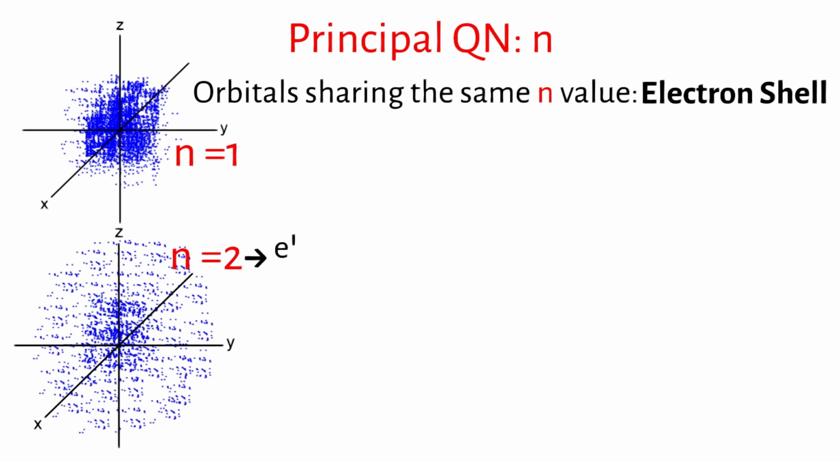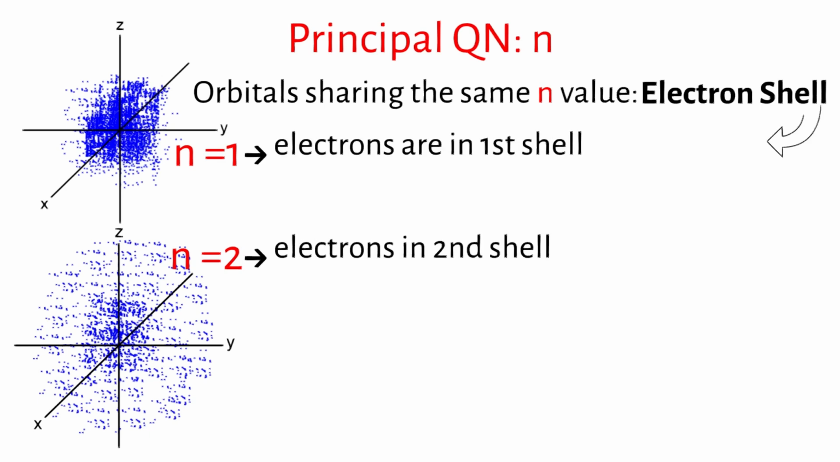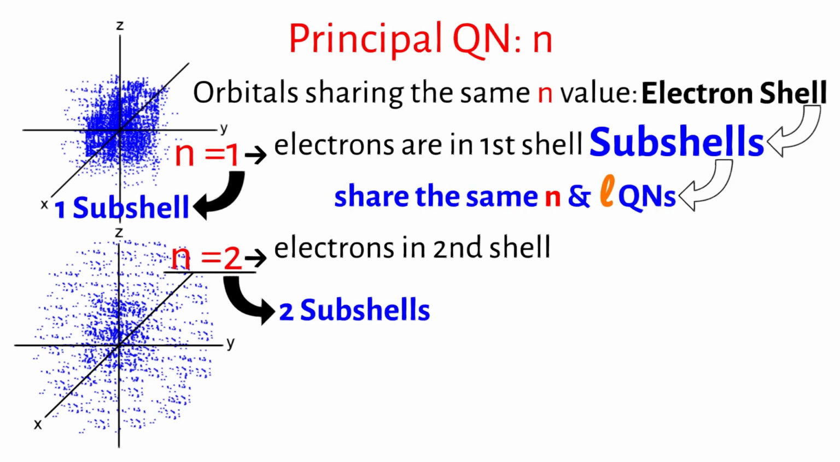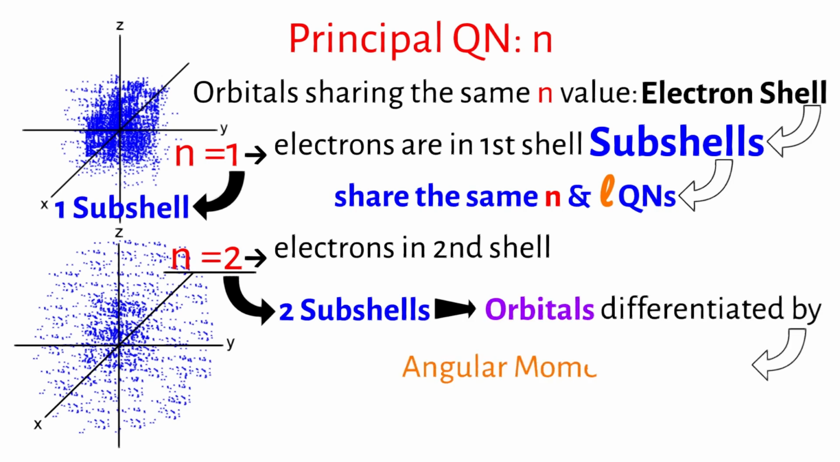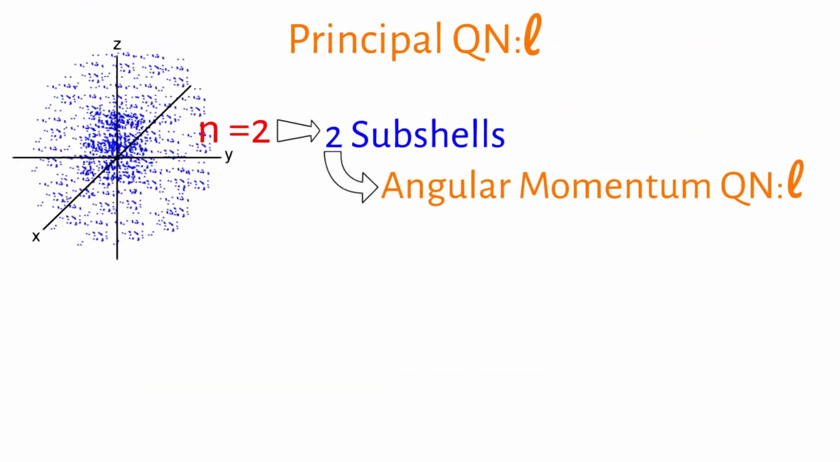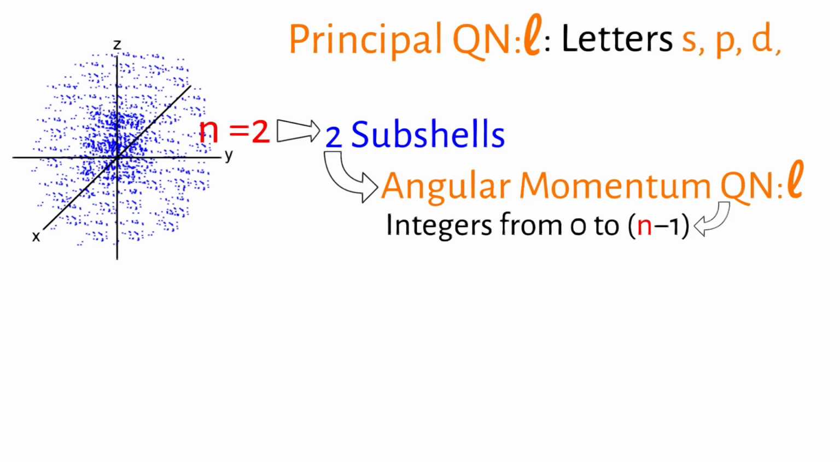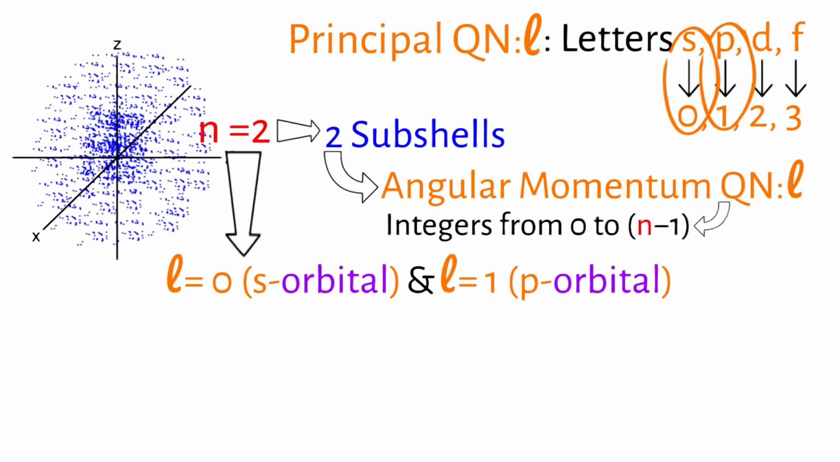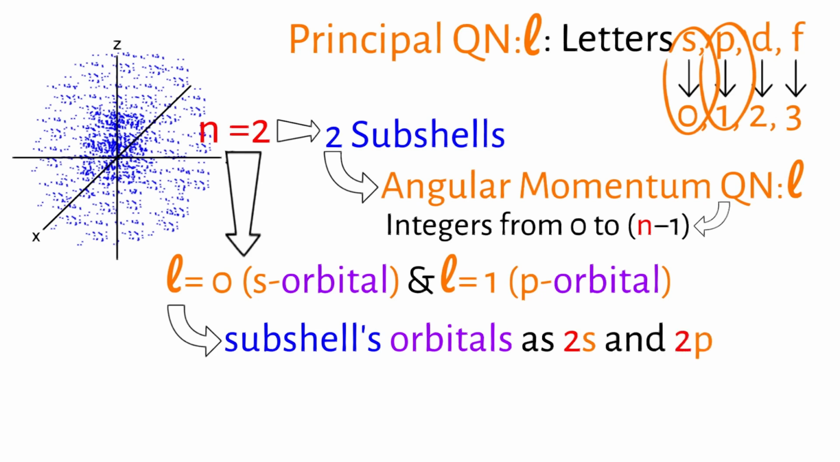So for n equals 2, electrons are located in a second shell. These shells are further divided into subshells that share the same n and L quantum numbers. There are the same number of subshells as n. For instance, at n equals 2, there are 2 subshells. However, these subshells are differentiated into orbitals by the angular momentum quantum number L. These L orbitals have the numerical value of the integers from 0 to n-1 and are generally defined by the letters S, P, D, and F for the numbers 0, 1, 2, and 3. Thus, for n equals 2, we have L equals 0, the s orbital, and L equals 1, the p orbital, leading to the designation of the subshell's orbitals as 2s and 2p respectively.